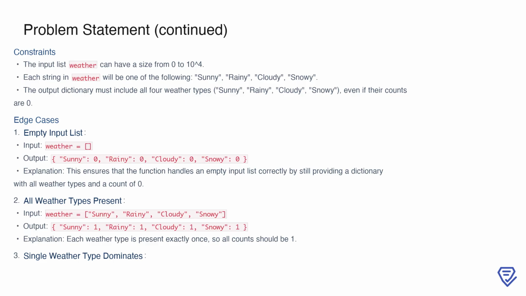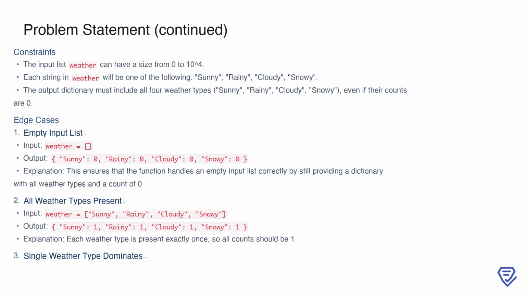The size of the input list weather can range from 0 to 10,000, so any solution must handle large inputs efficiently. Each string in the input list will always be one of the four valid weather types: sunny, rainy, cloudy, or snowy. Importantly, the output dictionary must always include all four weather types, even if some of them have a count of 0. For example, in the edge case where the input list is empty, the output must still include all weather types with a count of 0.